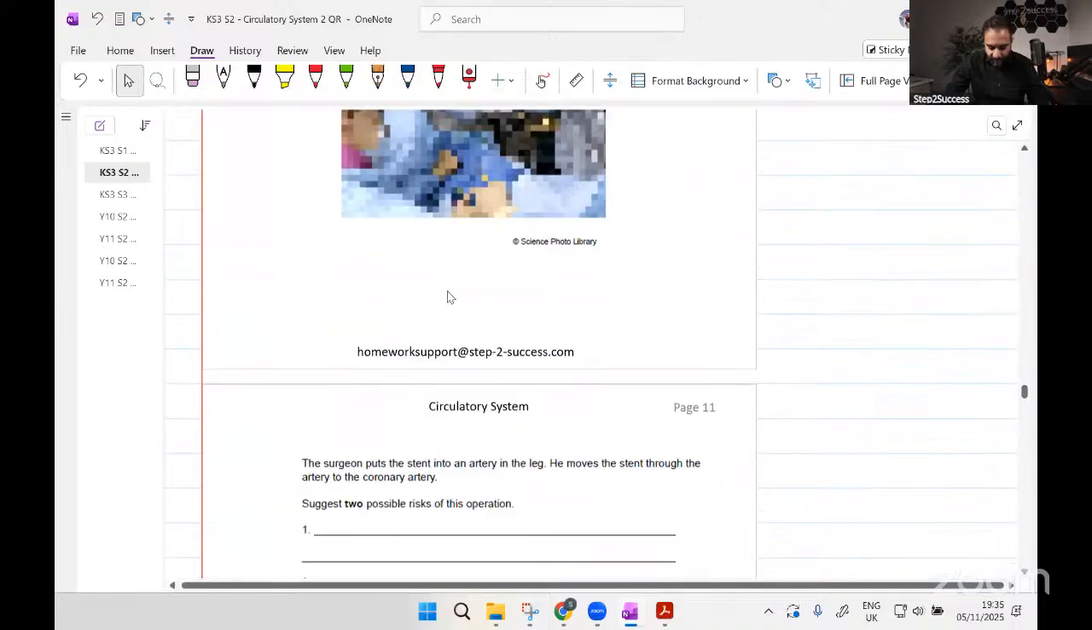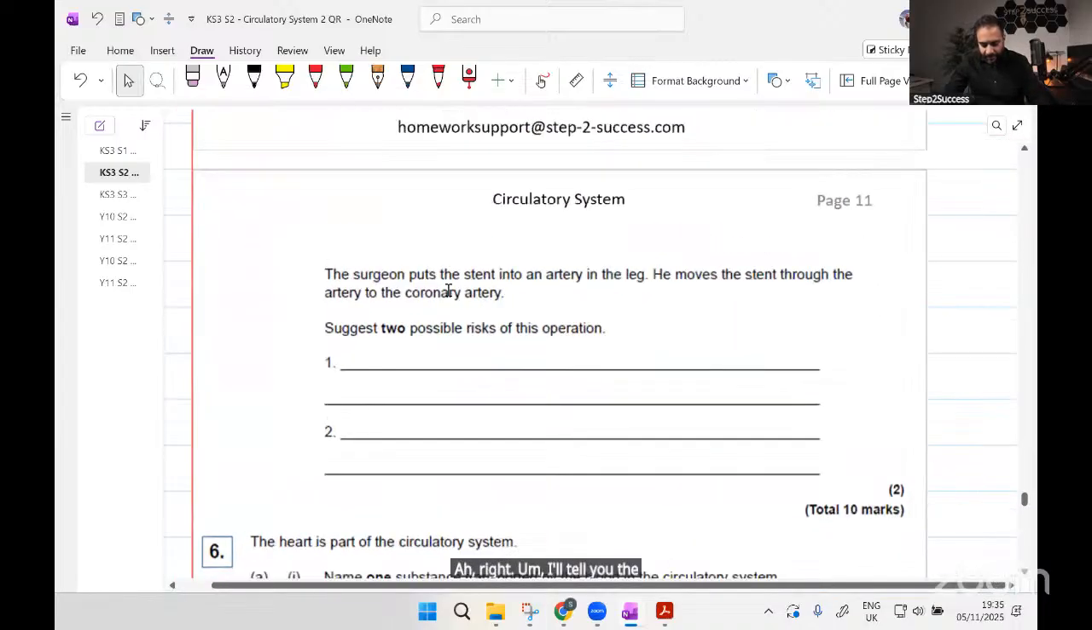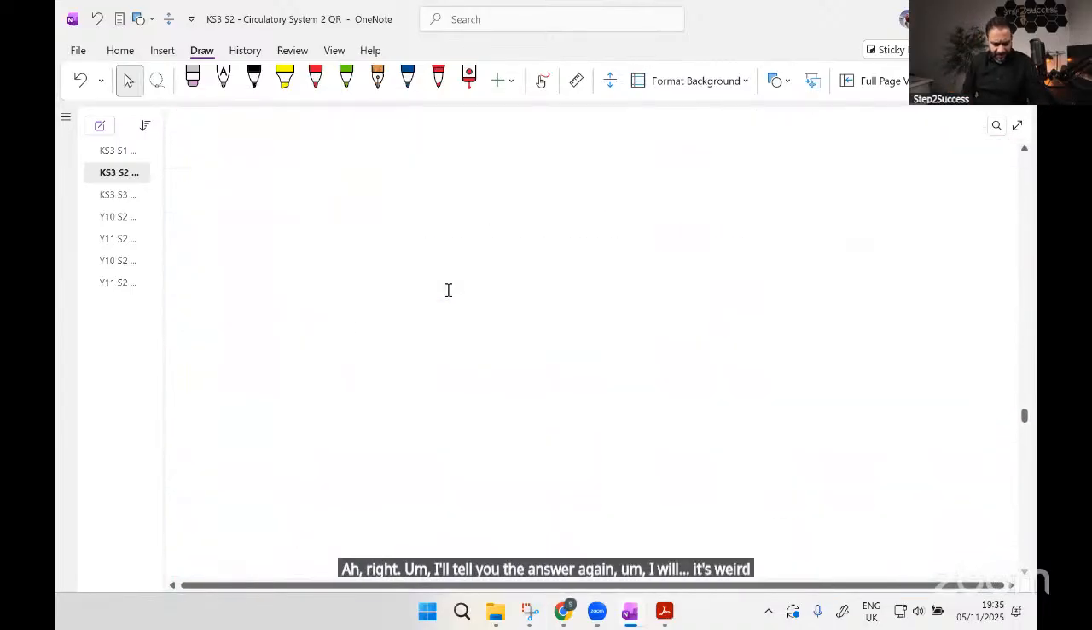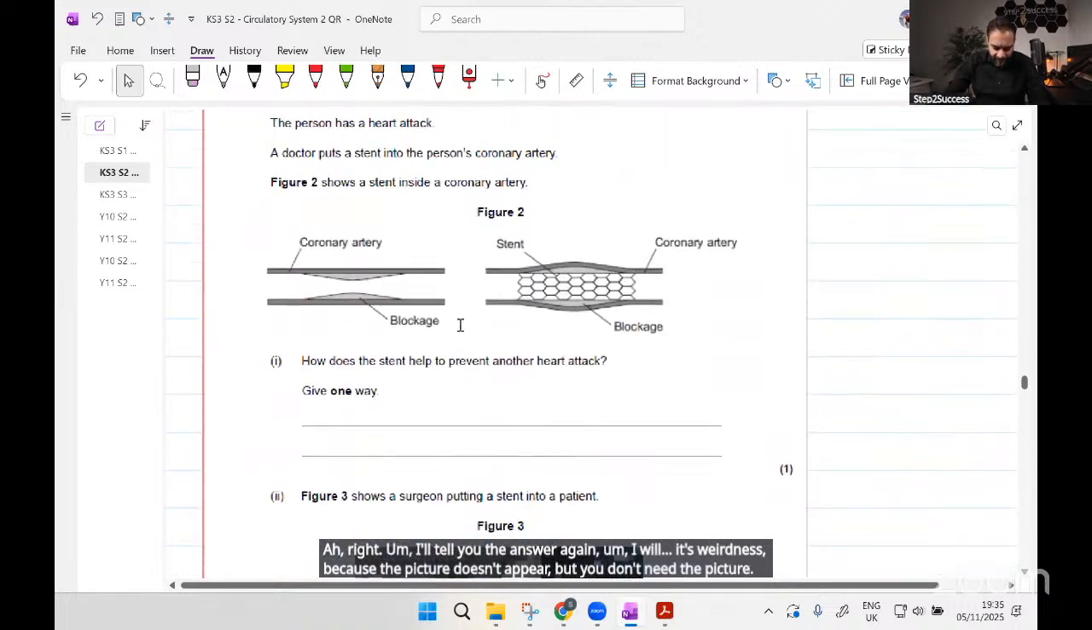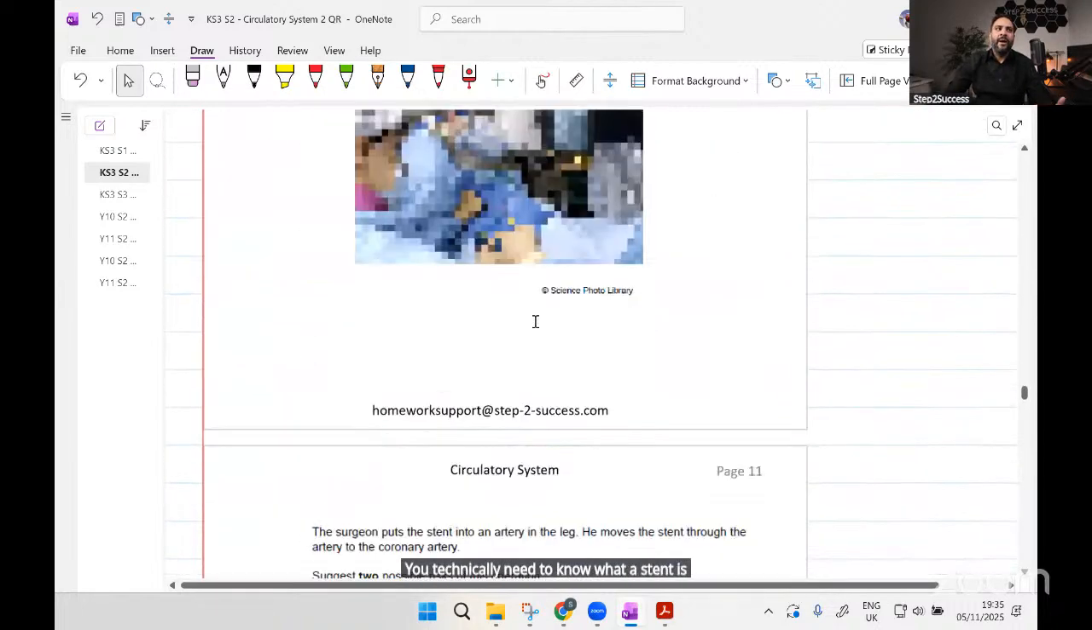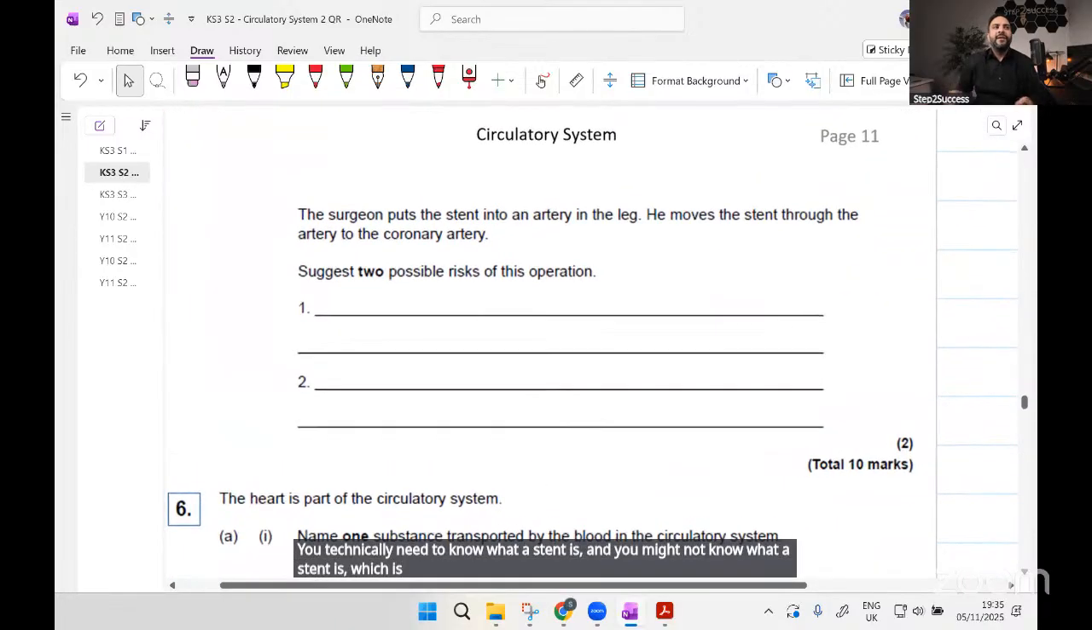I'll tell you the answer again. It's weird because the picture doesn't appear, but you don't need the picture. You technically need to know what a stent is, and you might not, which is fine. The surgeon puts the stent into an artery in the leg and moves it through the artery. Two possible risks of this operation.